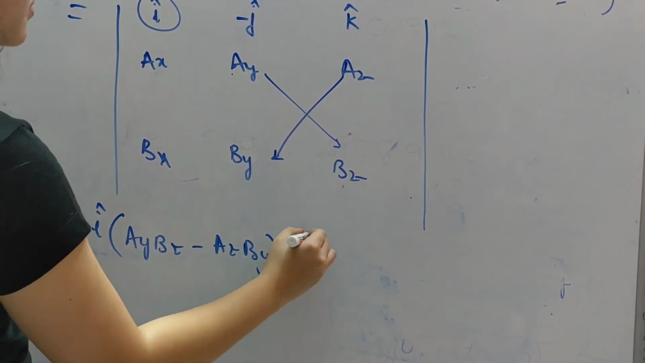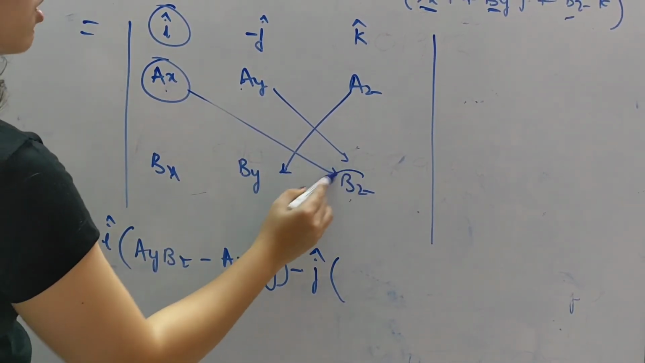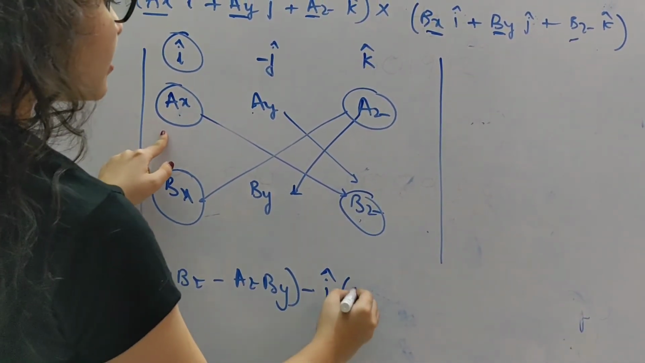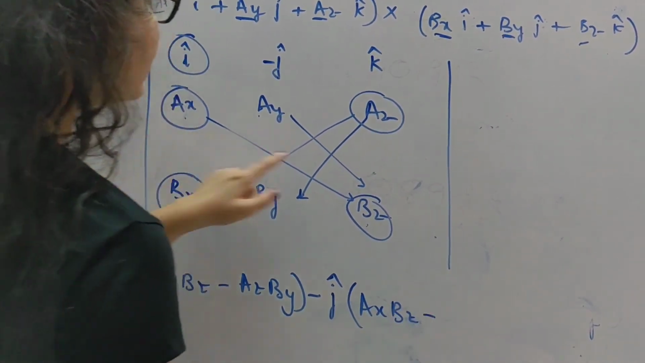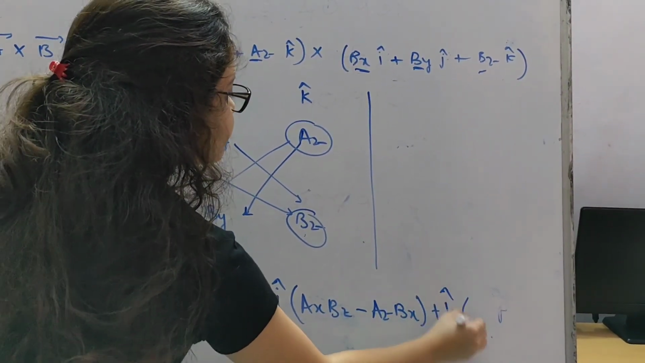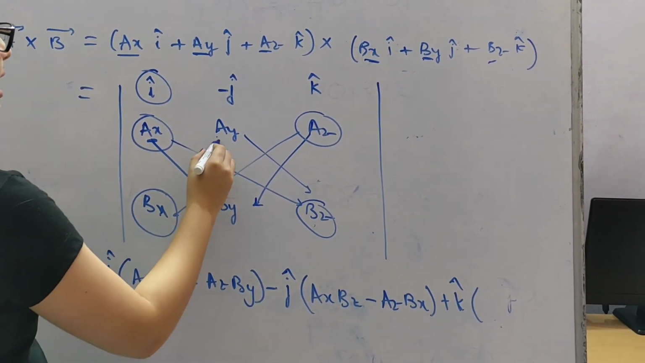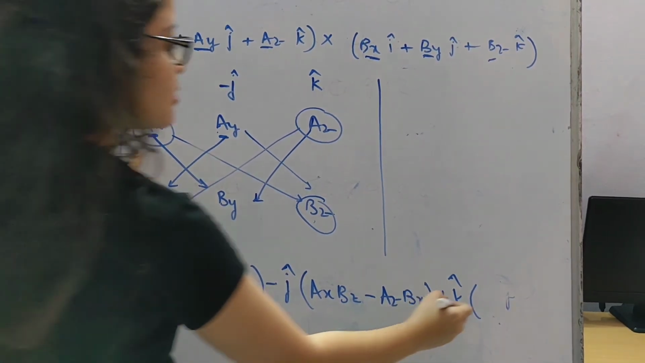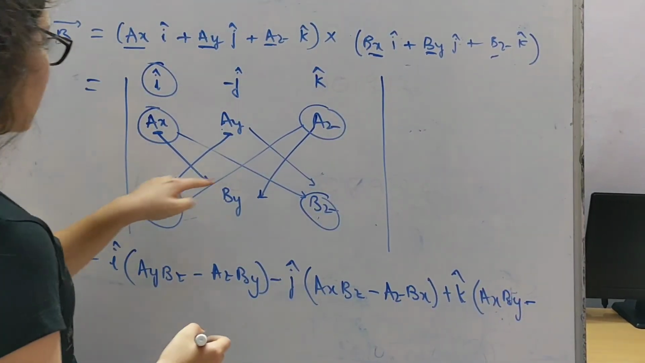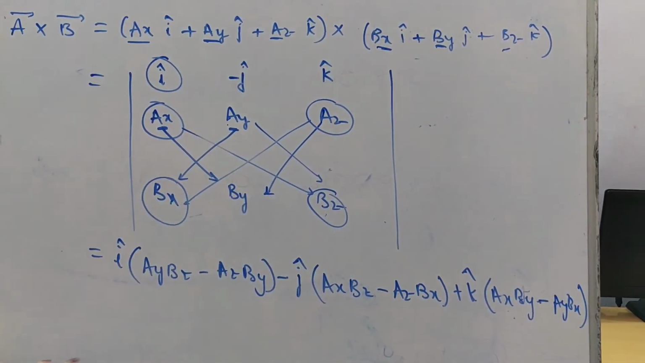Minus of J cap. J cap components will be given by multiplication of this with this component minus this into this. So AX BZ minus AZ BX plus K cap. What are the K cap components? They will be given by this term into this term minus this term into this term. So AX BY minus AY BX. I hope this part is clear.